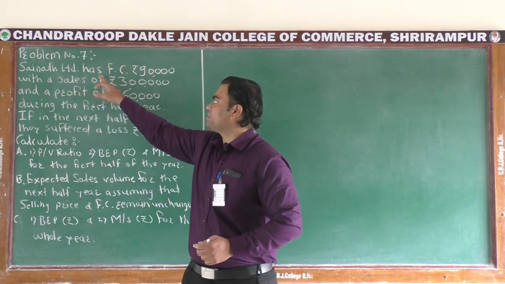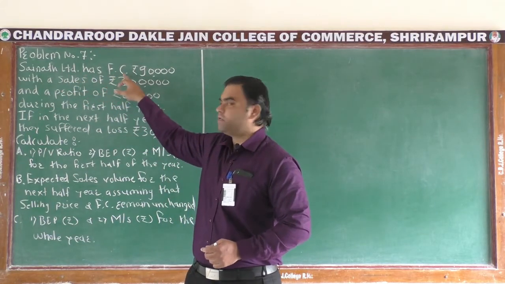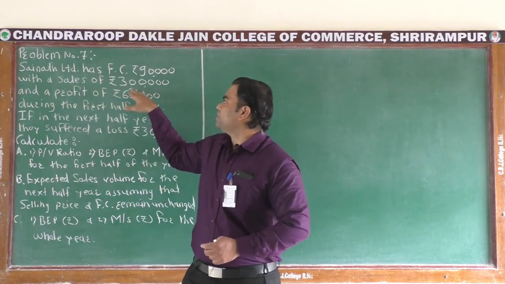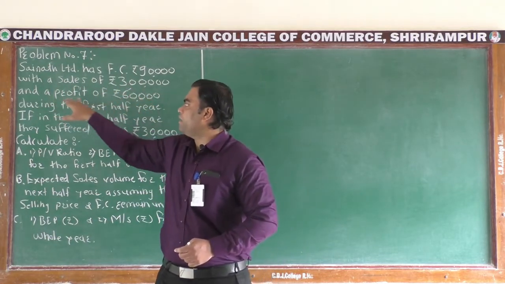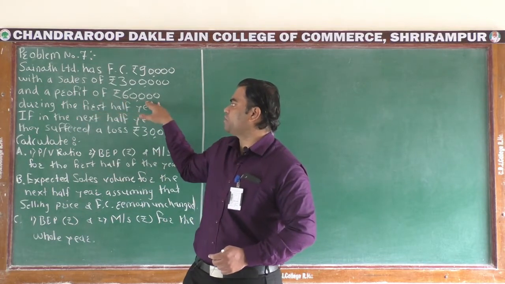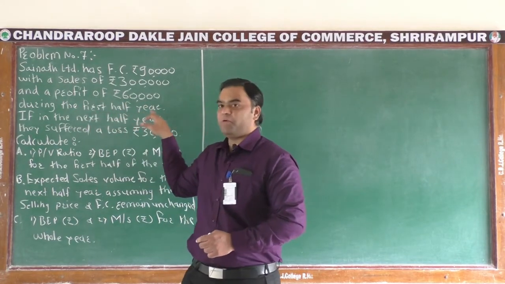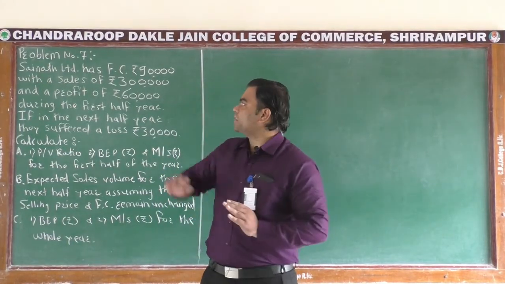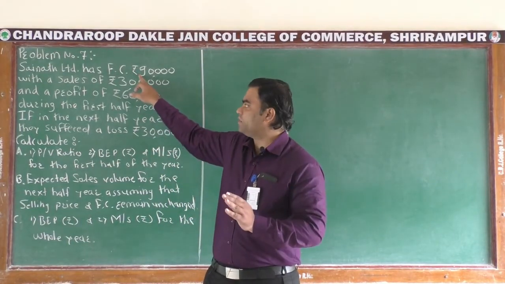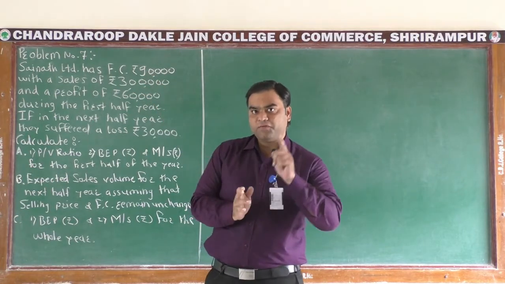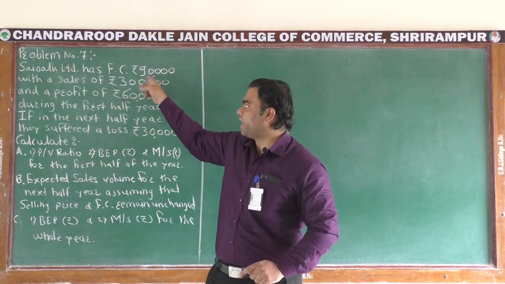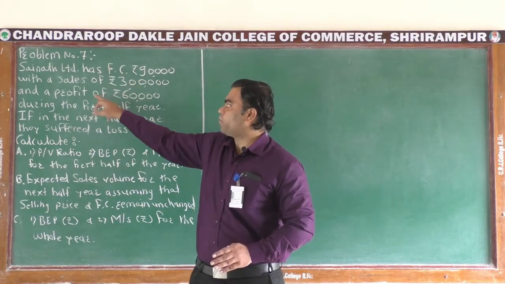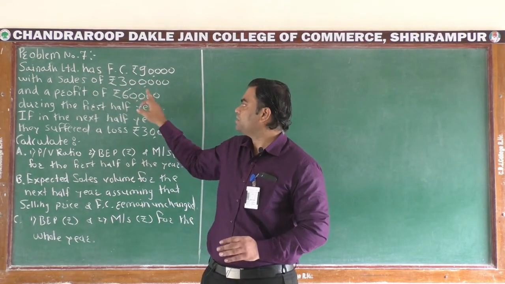Sainath Limited has fixed cost rupees 90,000 with a sales of rupees 3 lakh and a profit of rupees 60,000 during the first half of the year. Means for the first half of the year, what is the amount of fixed cost? 90,000 for first half of year. Fixed cost 90,000, sales of first half year 3 lakh, then profit of first half year 60,000.